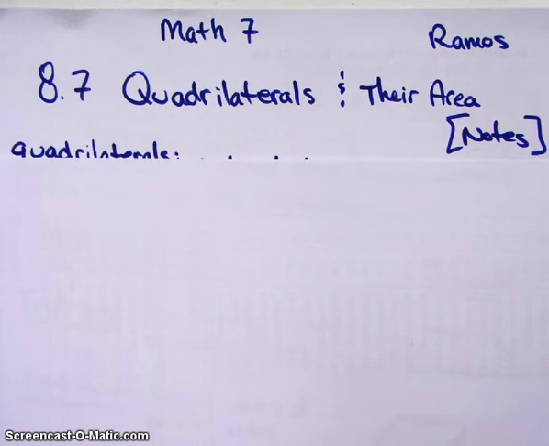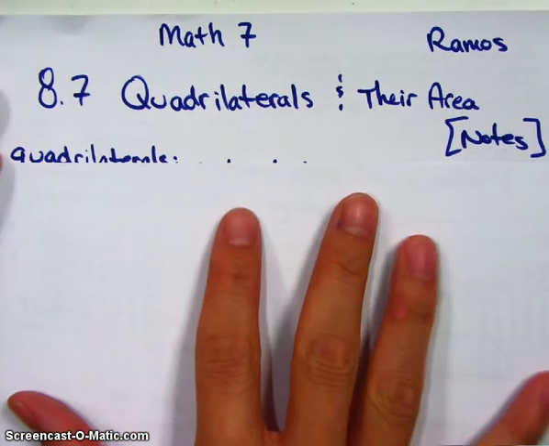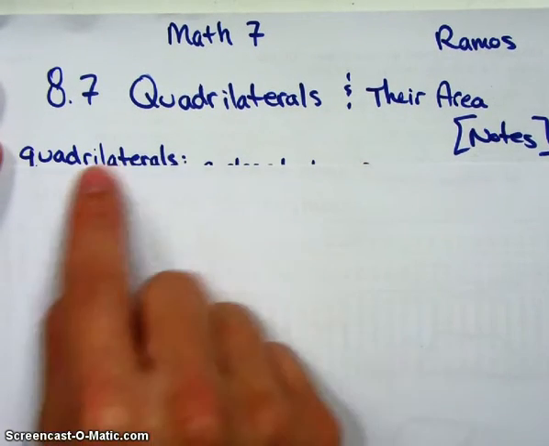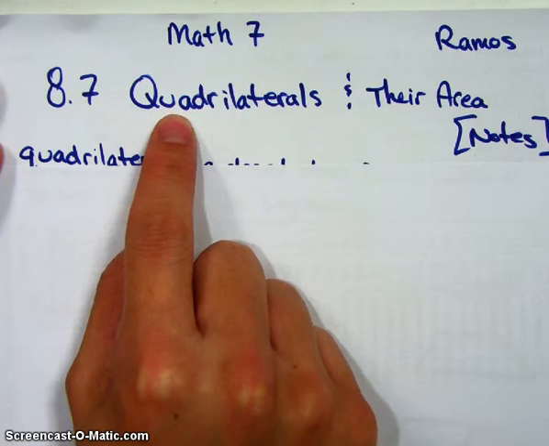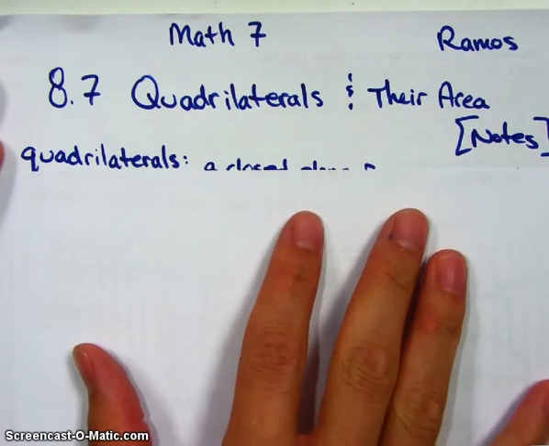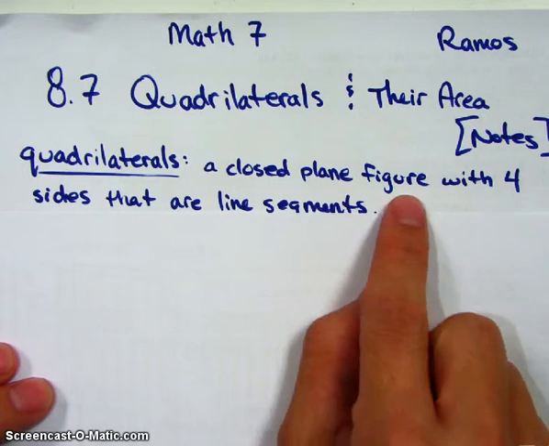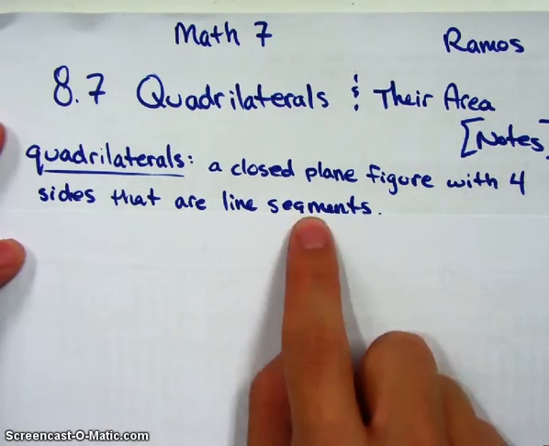All right, so 8.7 today is on quadrilaterals and their areas. What is a quadrilateral? Quadrilateral. Okay, so quad, first part, signifies four. Laterals are going to be like sides. So it's a closed plane figure. It's closed, and it's a figure with four sides that are line segments.